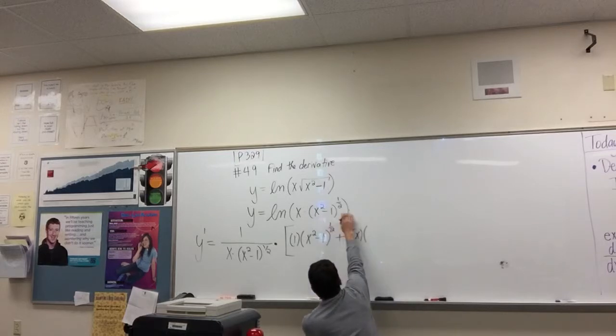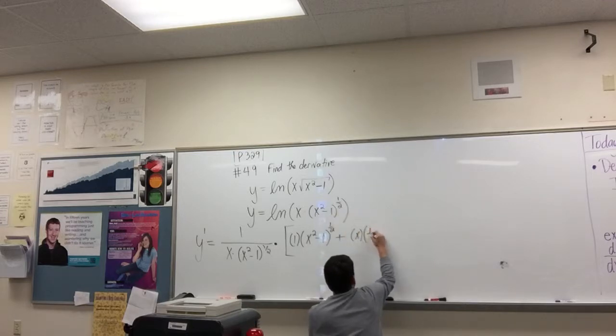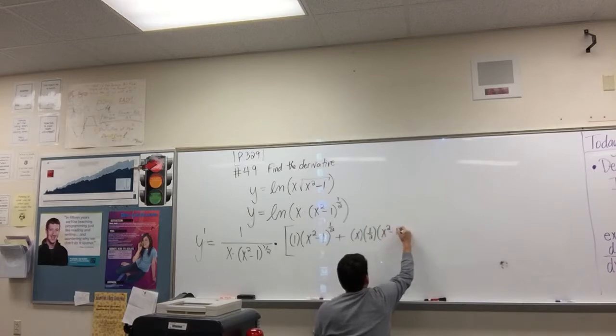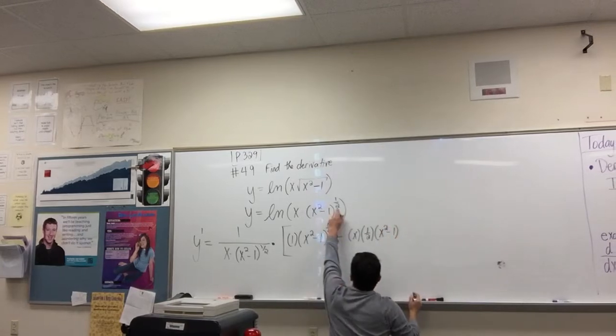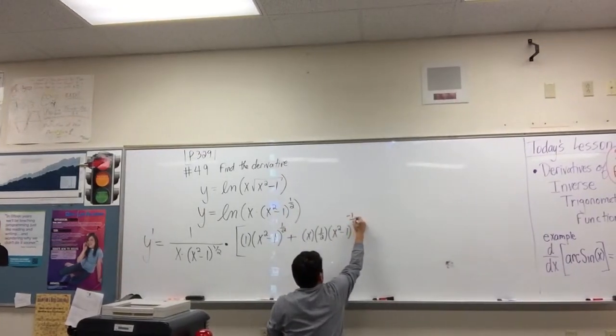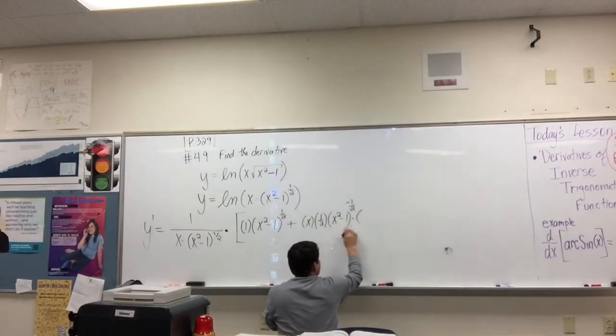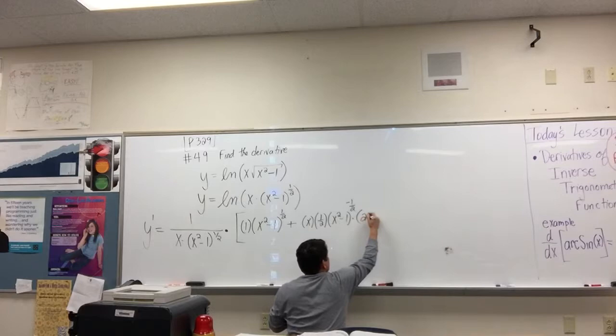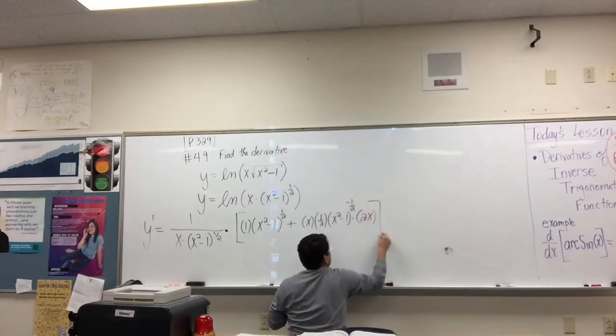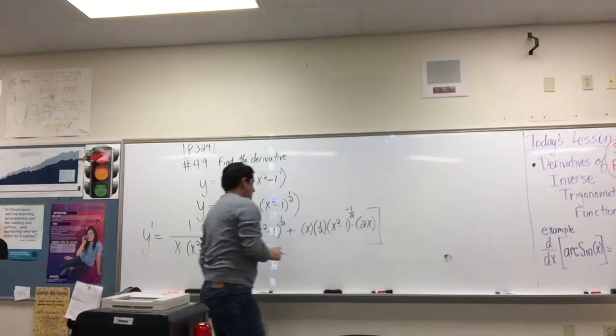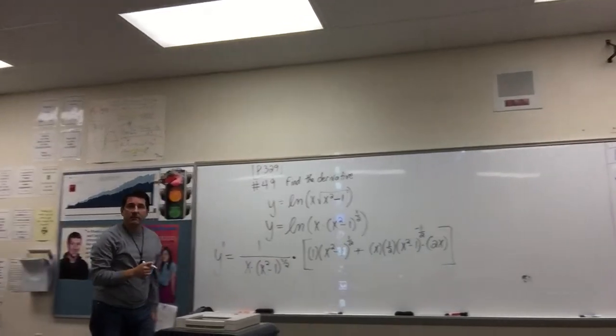So we're going to perform the chain rule. I have something to the 1/2. So it's going to be 1/2 times x squared minus 1 to the 1/2 minus 1, which is negative 1/2, multiplied by the derivative of the x squared minus 1, which is 2x. And that would be your first line of the derivative.